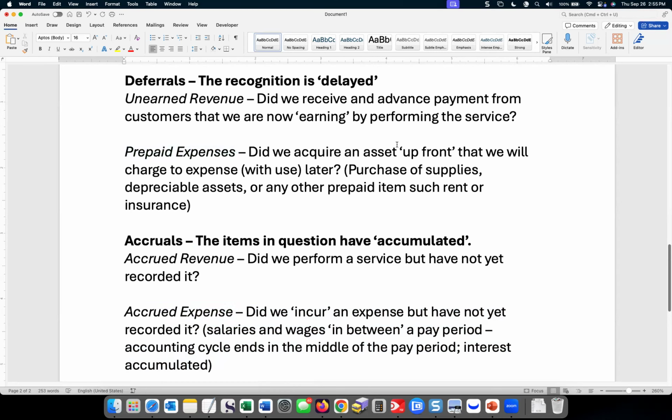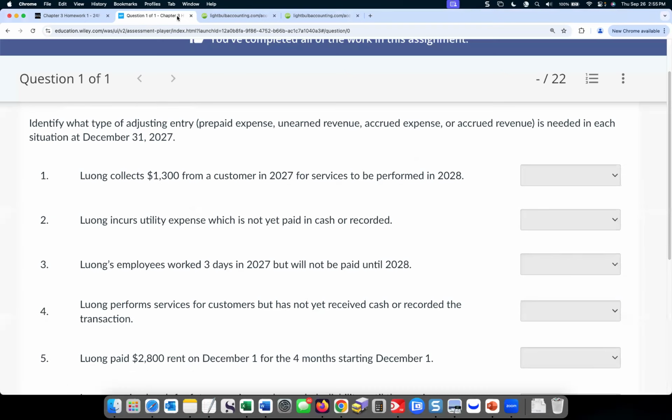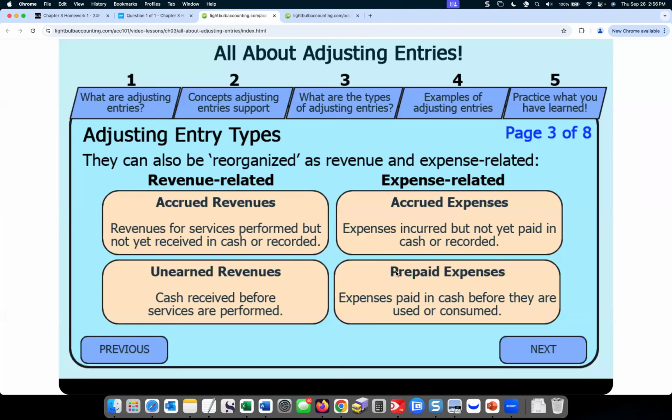Did we acquire an asset up front? Yes, we did. When we prepaid the rent, we paid up front for it, and the rent goes on our books as a prepaid item, which is an asset. This is something that we have that is of value, and it's going to benefit a future period of time, until we use it up, right? So this is something that goes on the books as an asset. And then as we start using it, we're going to charge it to expense. And again, more generally, that would be a deferral. We've delayed the recognition of the expense.